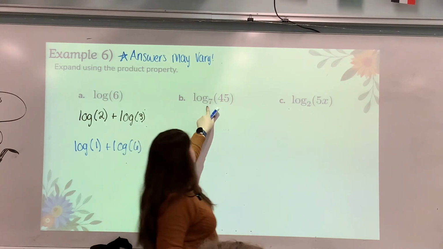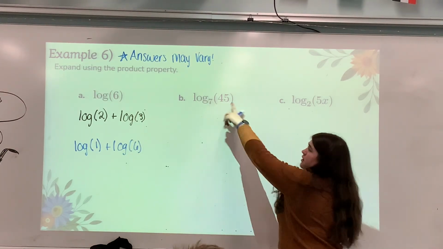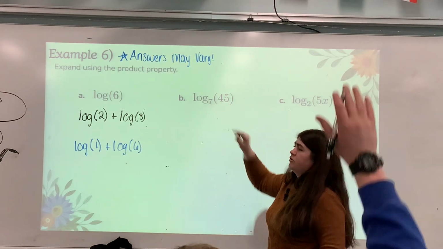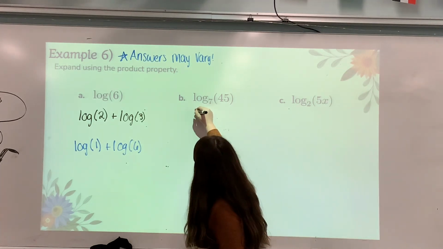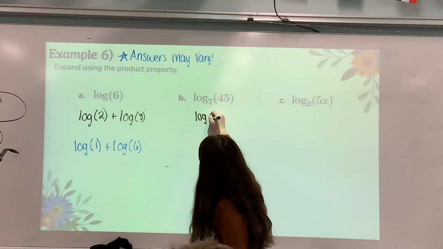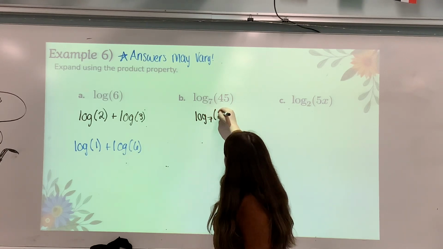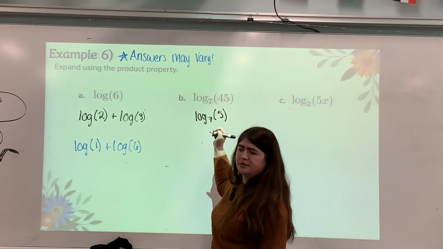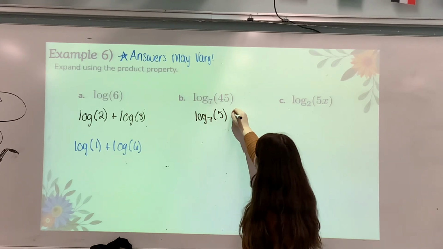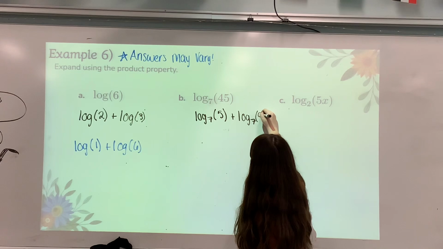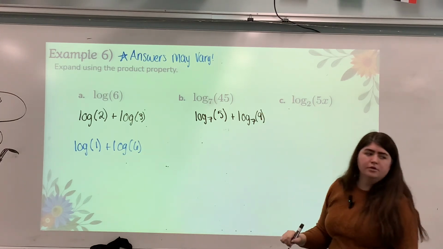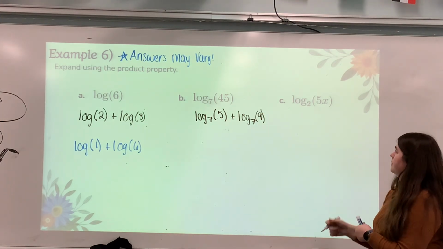All right. B, we have log base 7 of 45. What factors do we know of 45? 5 and 9. So we have log base 7 of 5 plus log base 7 of 9. You could also use 3 and 15.